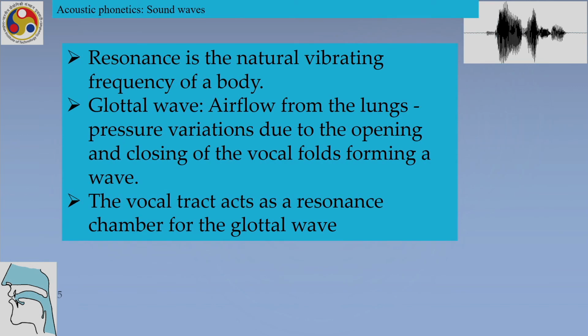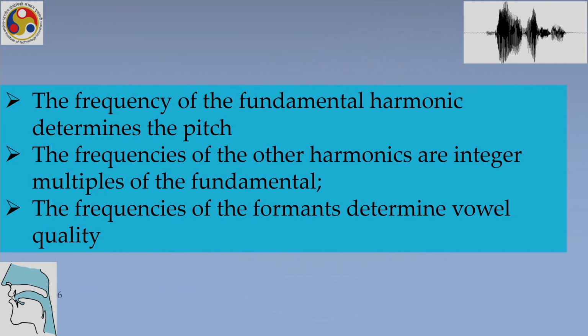And we studied about resonance. Resonance is a natural vibrating frequency of any object or body. And a glottal wave is the airflow from the lungs, which results in pressure variations due to the opening and closing of the vocal folds, forming a wave. The vocal tract acts as a resonance chamber for the glottal wave and gives it a particular shape. So, we saw in the last class what happens to the glottal wave. We are reviewing those things.